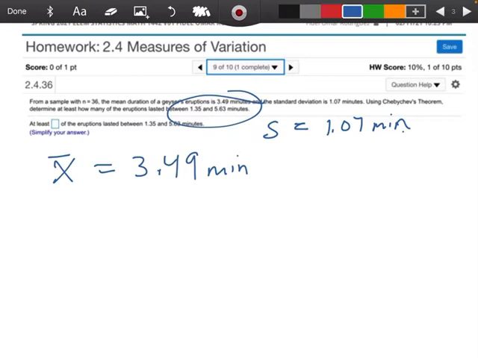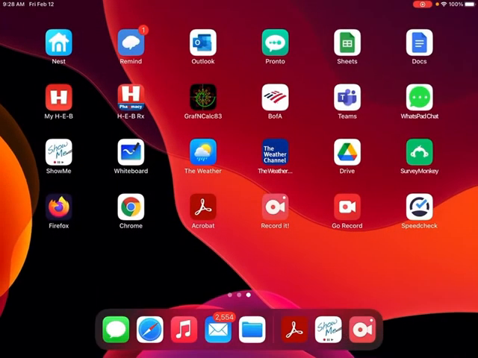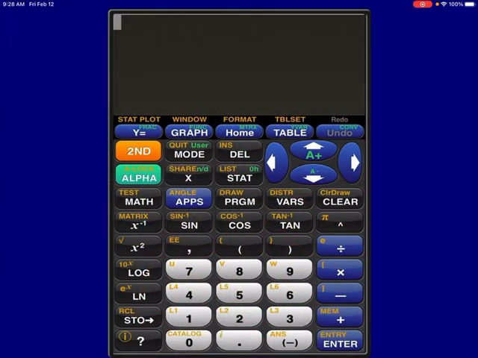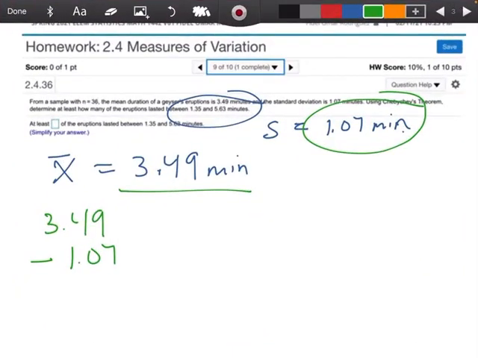Okay, so what I need to do is figure out how many times I need to both add and subtract the standard deviation from my mean. Okay, so I'm going to take 3.49 and subtract 1.07. So let me get my calculator. 3.49 minus 1.07, and that's giving me 2.42. Okay, so I end up with 2.42.